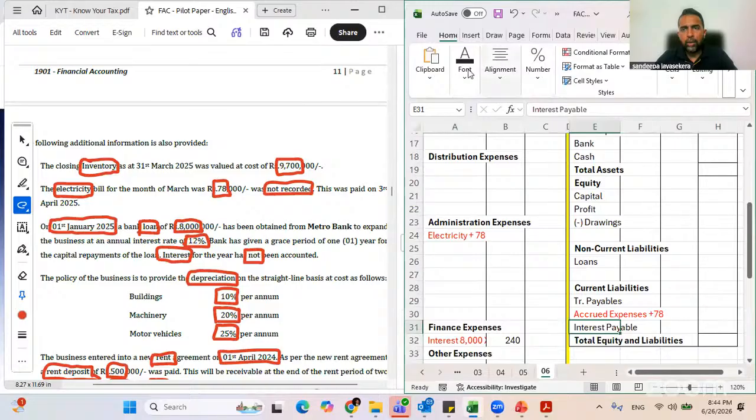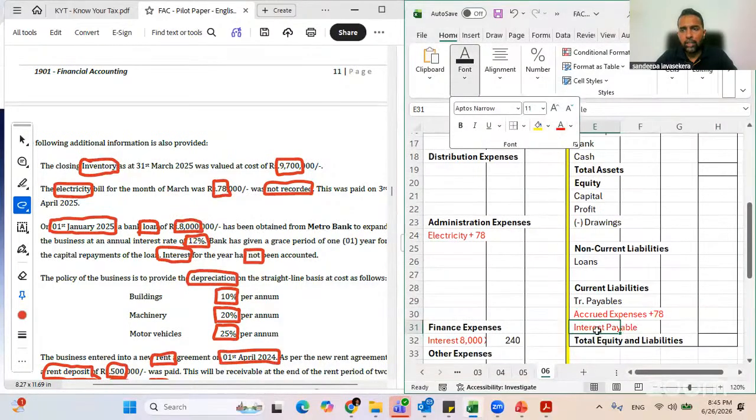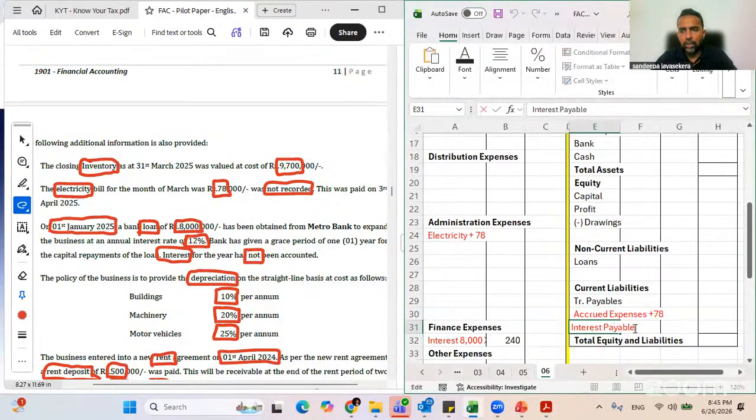And you need to put that to the interest payable as well, because it's something that you have to pay, plus 240. Debited to interest expense, credited to interest payable. For that 8,000 loan at 12% for 3 months, you have to accumulate the interest.